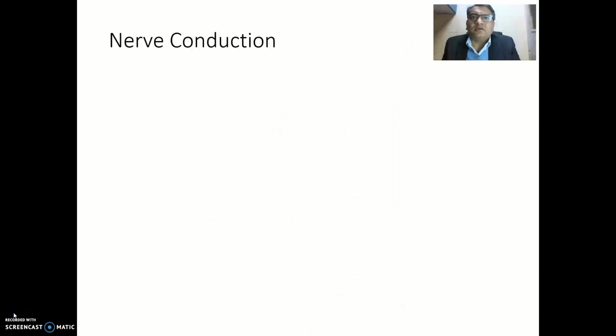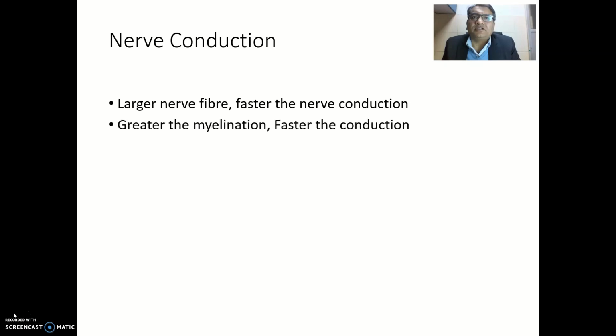Now we are going to talk about nerve conduction. Generally, the larger the nerve fiber, the faster the nerve conduction, and the greater the myelination, the faster the nerve conduction, and the smaller the nerve fiber, the faster the anesthetization.